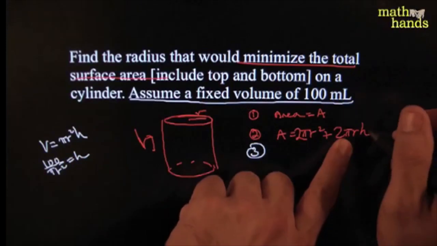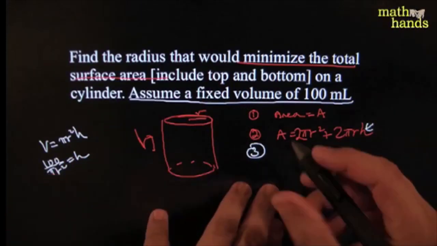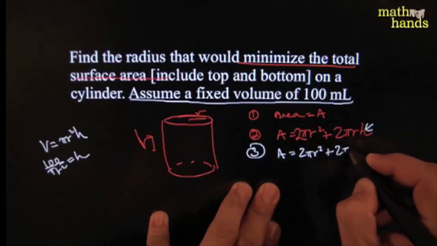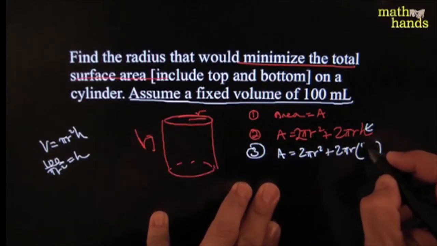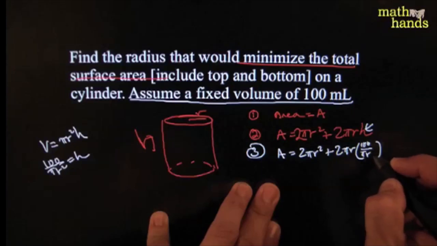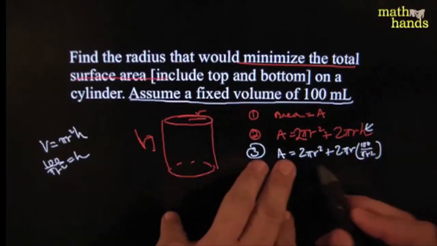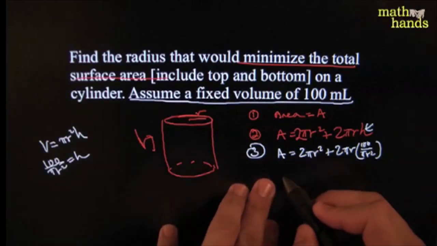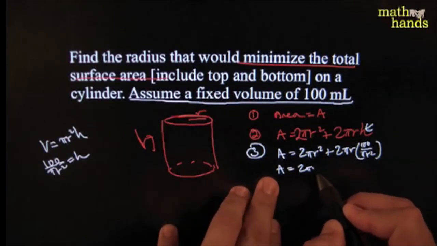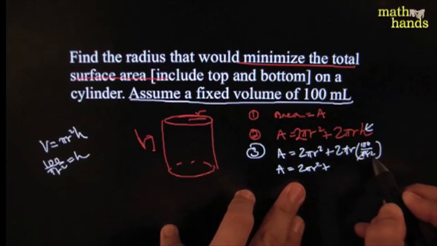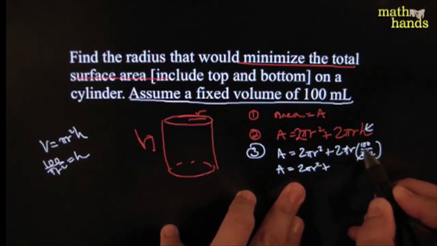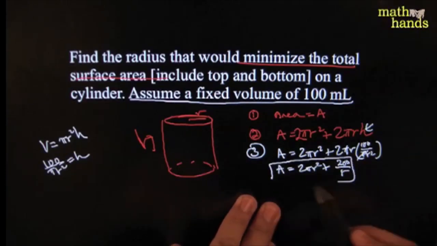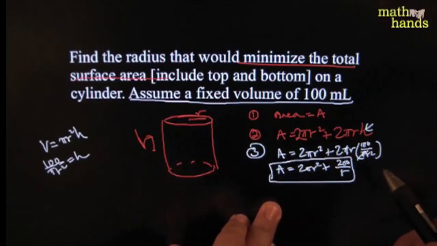I see an h there that I don't like. I want to exchange that for r's. So I have my area is equal to 2 pi r squared plus 2 pi r, and instead of the h, I go with 100 over pi r squared. And look at my formula now. Area is expressed in terms of just one variable, r. In fact, I could clean it up a little bit. 2 pi r squared. The pi's cancel. One of the r's cancels. The 2 times that gives you 200. 200 over r. All right, and look how beautiful that area is. You like it? Yeah, I like it too.